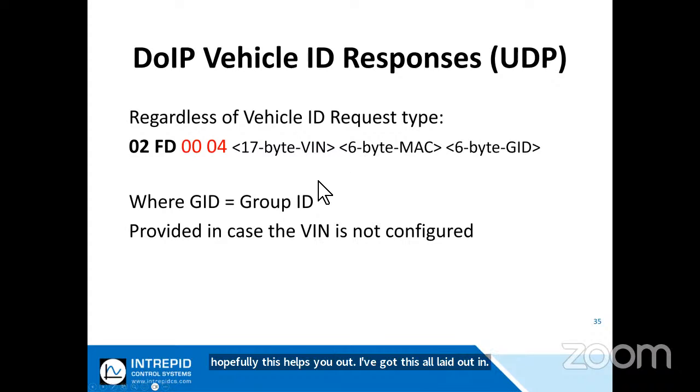And so when the response comes back, again, the 02 FD is just, in this case, I'm using the second version of the spec, and the FD is the opposite of that, just flip all the bits or XOR them. And the 0004 is the response back of the VIN, the MAC, and group ID. The group ID is usually unless you're at a point in, say, production when there's not a VIN programmed, then it will assign a 6-byte group ID. But that's uncommon. It only happens in certain parts of manufacturing.